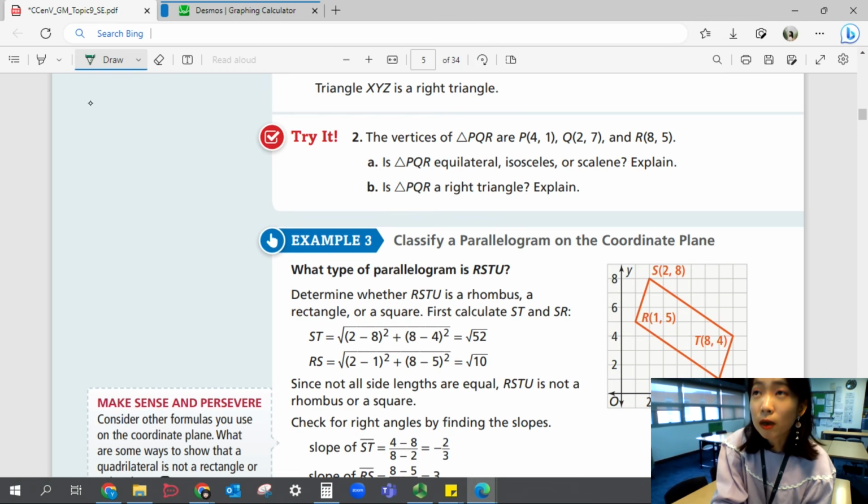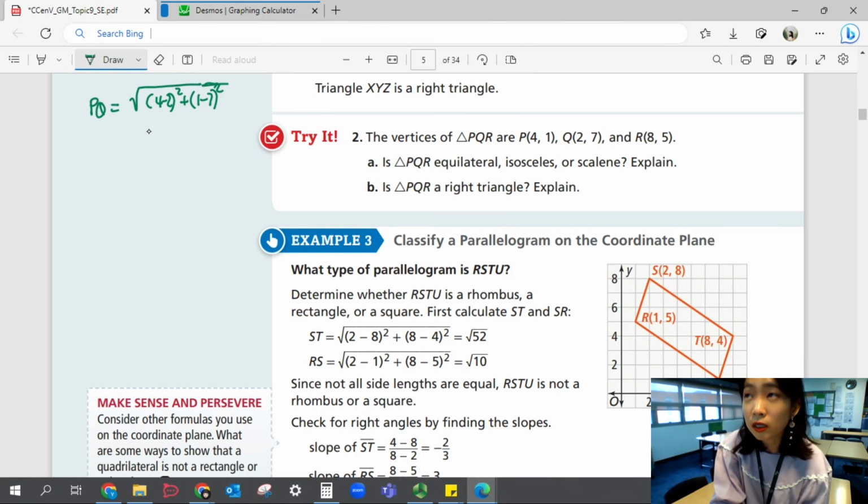So first, we need to compare their lengths. So first, we want to find PQ, which is going to be the square root of the differences of x squared plus the differences of y squared, but you need to start with the same point, (4,1), (2,7). If you started with (2,7), 2 minus 4 squared plus 7 minus 1 squared also works. Okay, just make sure the orders are the same.